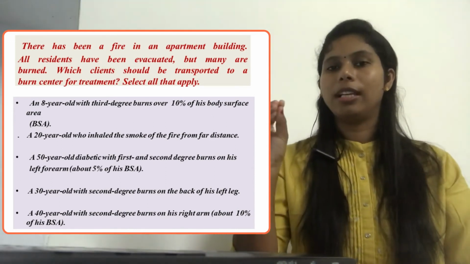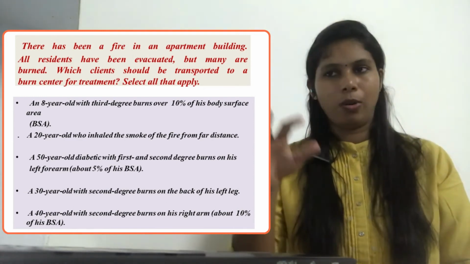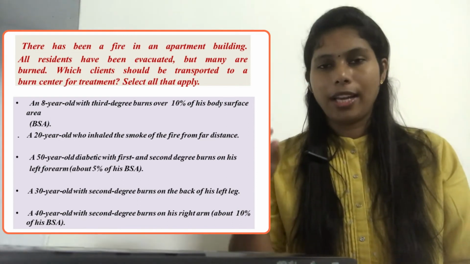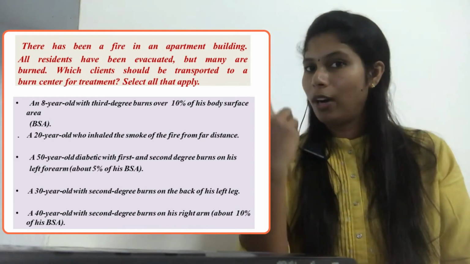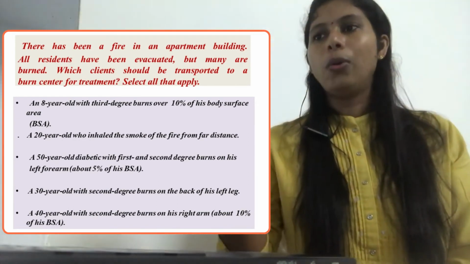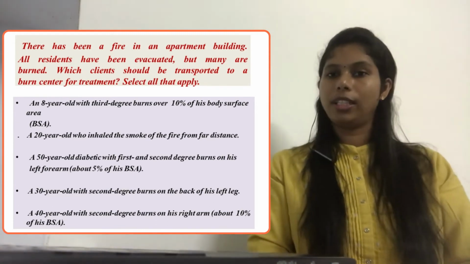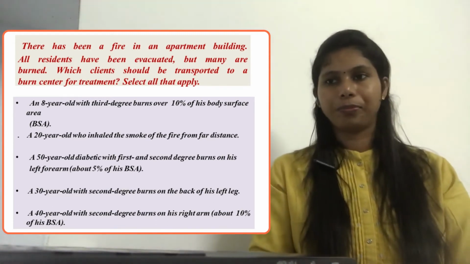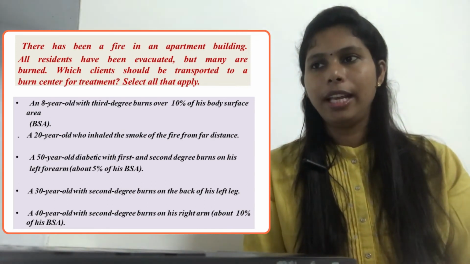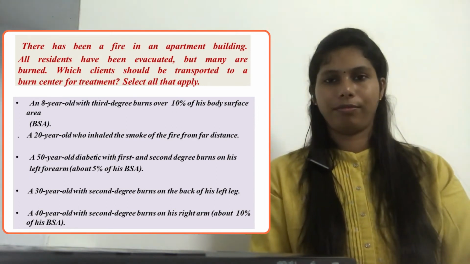In each option, the clients have a particular percentage of total body surface area burns and all those things. So out of these 5 options, which clients, or which client? It might be only one client, or all 5 clients, or 2 or 3 clients who should be transported to a burn center for further treatment. We'll see. An 8-year-old with 3rd-degree burns over 10% of his body surface area.